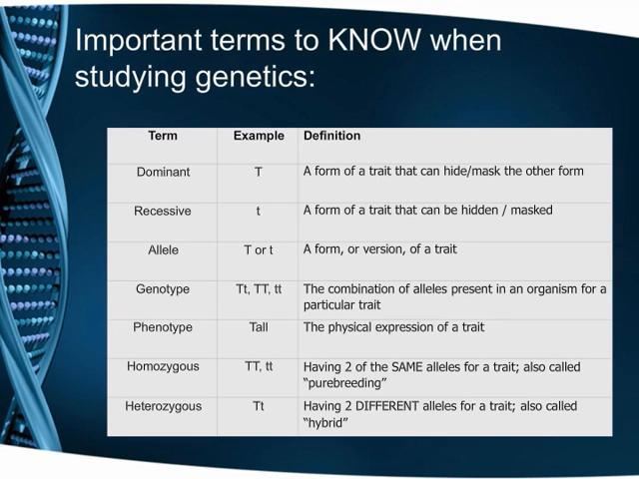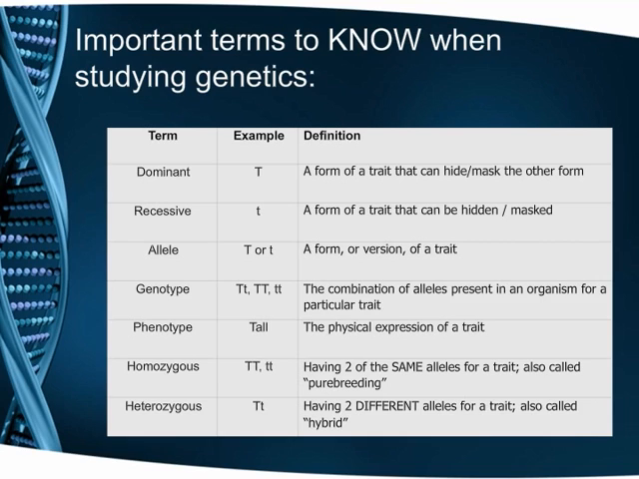There are a few terms that are absolutely essential for you to know from memory when you are studying genetics and when you are doing genetics problems. There is a chart where you can write in these definitions. The term dominant, which we will represent with a capital letter, in this case the letter T, is defined as a form of a trait that can hide or mask the other form. Recessive is represented by a lowercase letter, in this case a little t. It is defined as a form of a trait that can be hidden or masked.